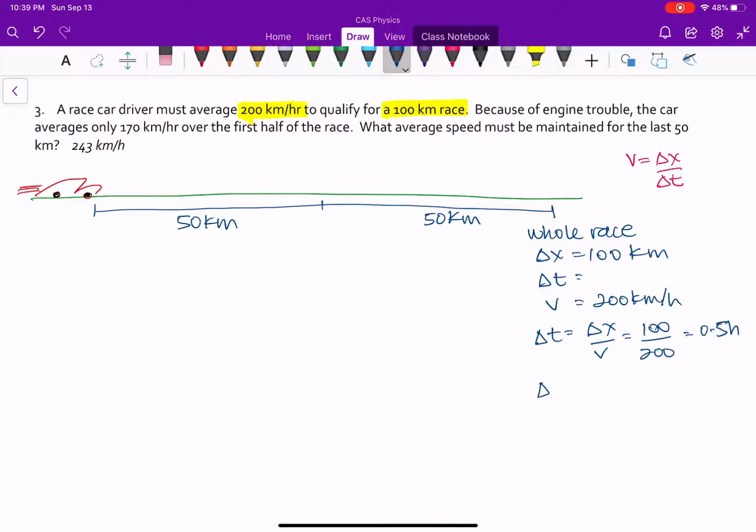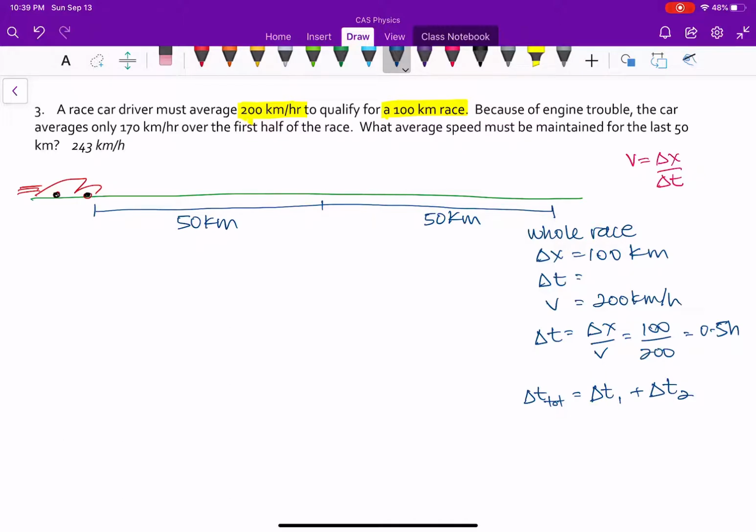And this whole race, delta t, is going to equal the time it takes for the first half plus the time it takes for the second half. So we're going to add those things together. Let me rewrite that and just say, delta t total is going to equal delta t for the first half plus delta t for the second half. So it's going to be a combination of those two things.